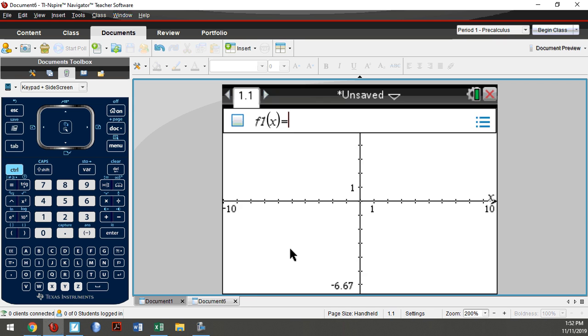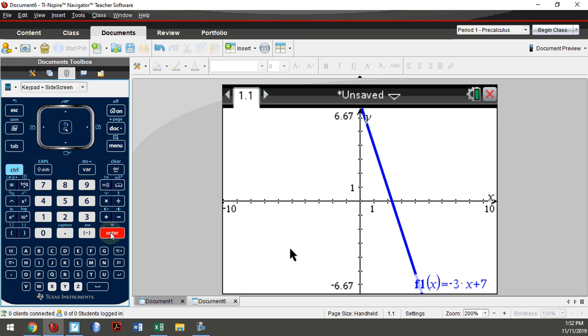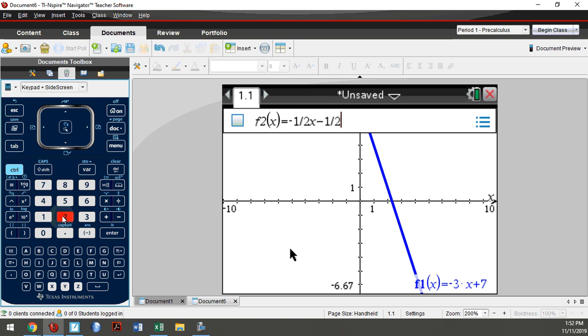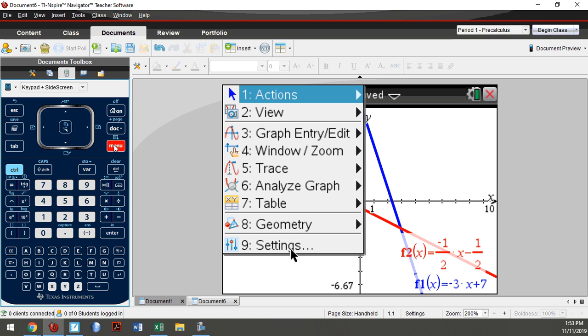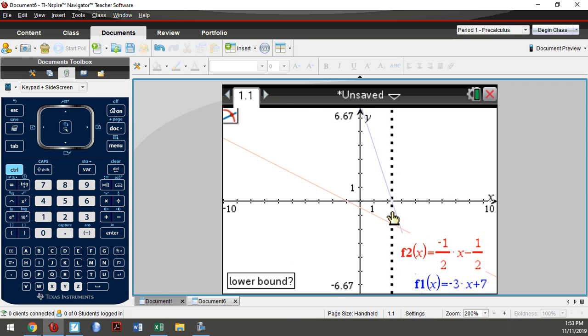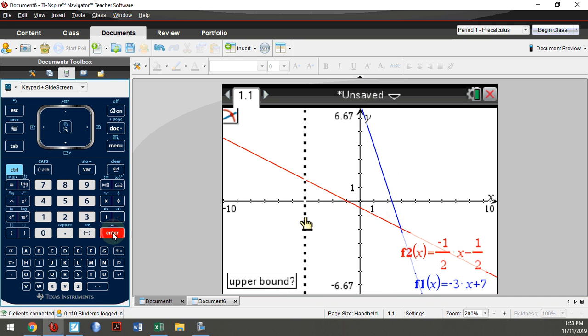Okay, so I'm going to go ahead and type in negative 3x plus 7 and hit enter. How do I enter in my second graph? Hit tab, right? Then negative 1 divided by 2, x minus 1 divided by 2, and hit enter. Do we see in our viewing window that they cross? So like Trace said, we're going to hit menu, analyze graph, intersect. Go to the left, go to the right, and hit enter.